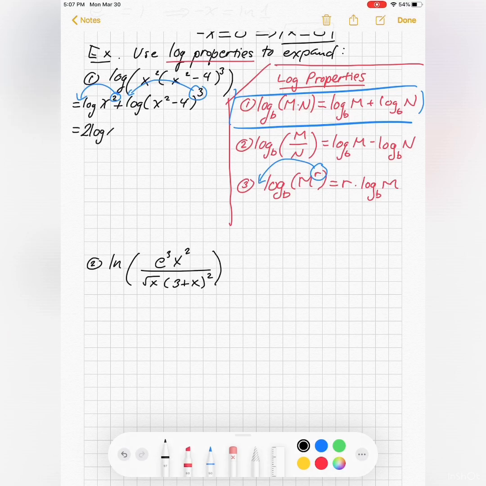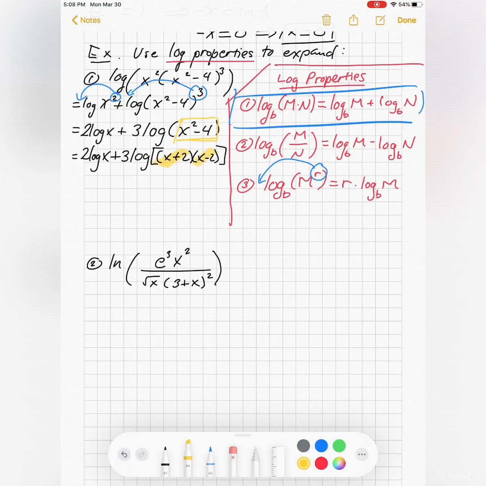So then I have 2 log of x plus 3 log of x squared minus 4. That looks pretty good, but then I notice that x squared minus 4 is actually a special form. That's a difference of squares. Whenever I see that, I think, well, maybe I should try factoring that. That factors as x plus 2, x minus 2.